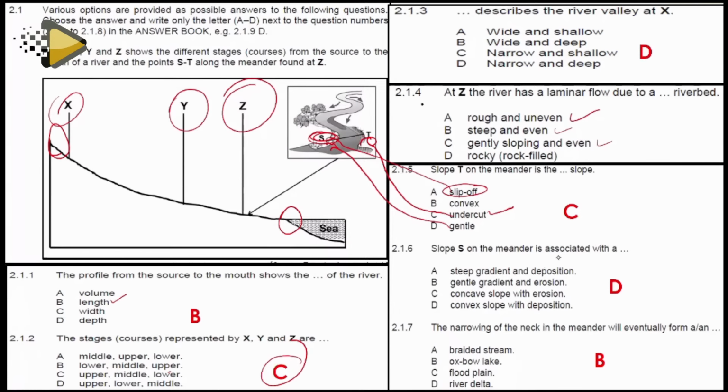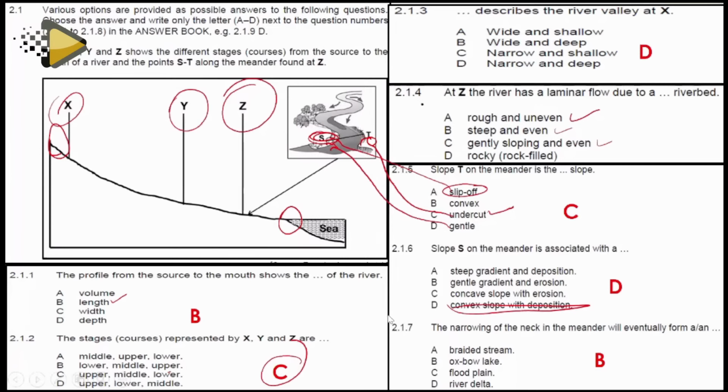Slope S on the meander is associated with A. Slope S. Is it associated with the steep gradient and deposition, gentle gradient and erosion, concave slope with erosion, convex slope with deposition? So here it will be convex slope with deposition.